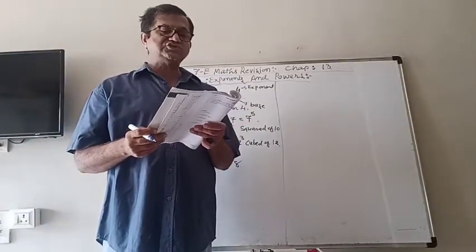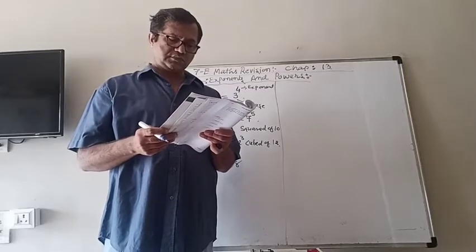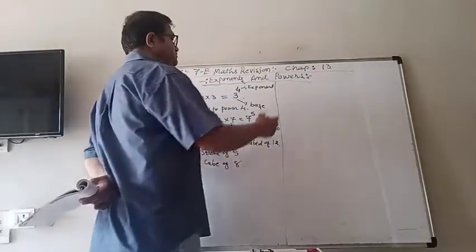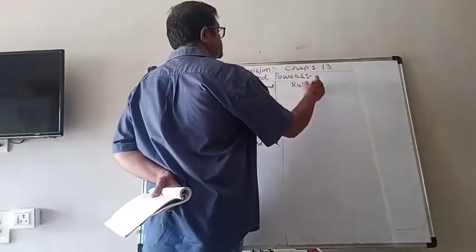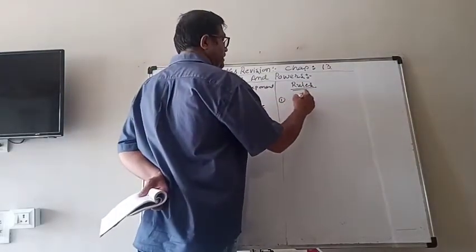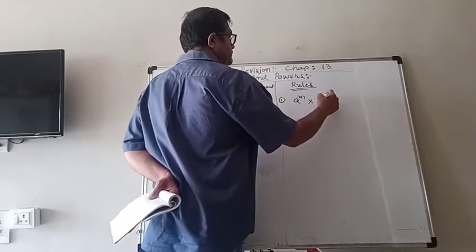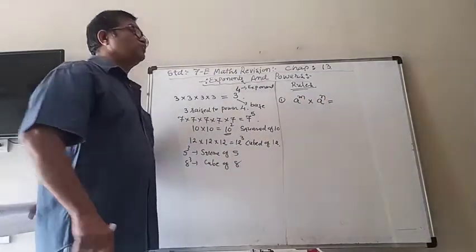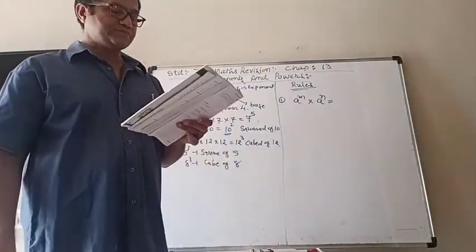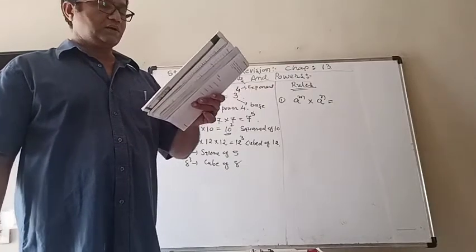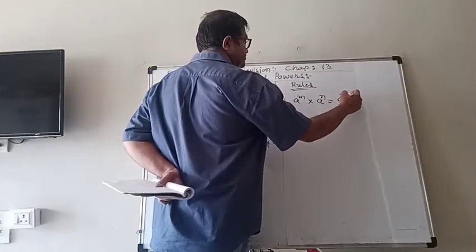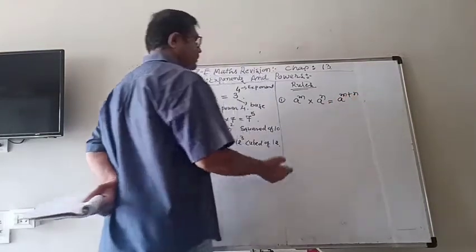Then we also saw some rules for it. Let us revise the rules first. The first one, a raised to m multiplied by a raised to n: when the bases are equal and the product is there, then we add the powers, means a raised to m plus n.